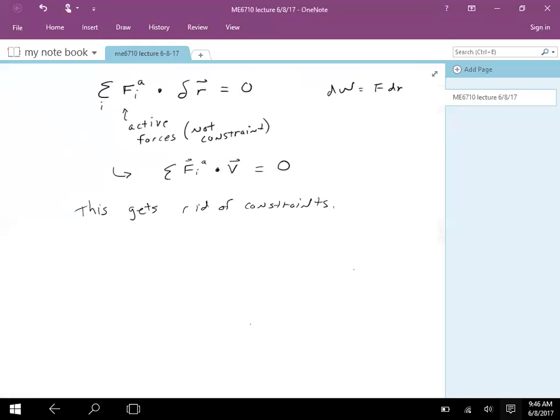And it's a work method. Work is energy, so this is an energy method. Virtual work is the gateway to the energy, an alternative way of looking at problems, okay? And it gets rid of constraints. When you write Newton's equations, you've got all the forces acting on the body, constraints, external forces, whatever you want to call them. Virtual work looks at just the active forces. The concept is constraints don't do work.